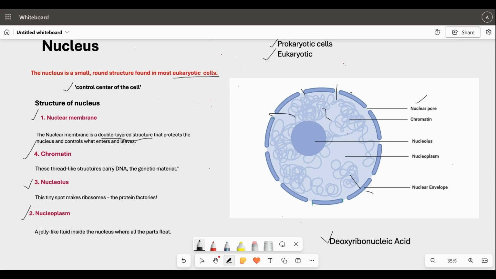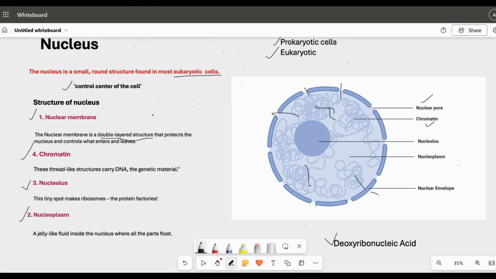So when this thread-like structure is randomly distributed, some here and some scattered around the nucleus, in that randomly spread form we call it chromatin. So when DNA is randomly spread, we call it chromatin. Now this is clear. Now you understand how important the nucleus is. Next we will discuss nucleoplasm.